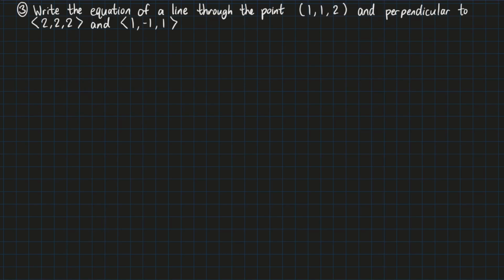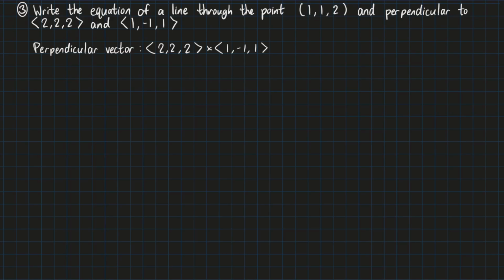Alright, example 3: write the equation of a line through the point (1, 1, 2) and perpendicular to vectors (2, 2, 2) and (1, -1, 1). For the vector equation, we need a point and a vector. The point is already given as (1, 1, 2), and the vector is perpendicular to two other vectors, so I'm immediately thinking cross product. We need to take the cross product of (2, 2, 2) and (1, -1, 1) to find the vector perpendicular to both of those.